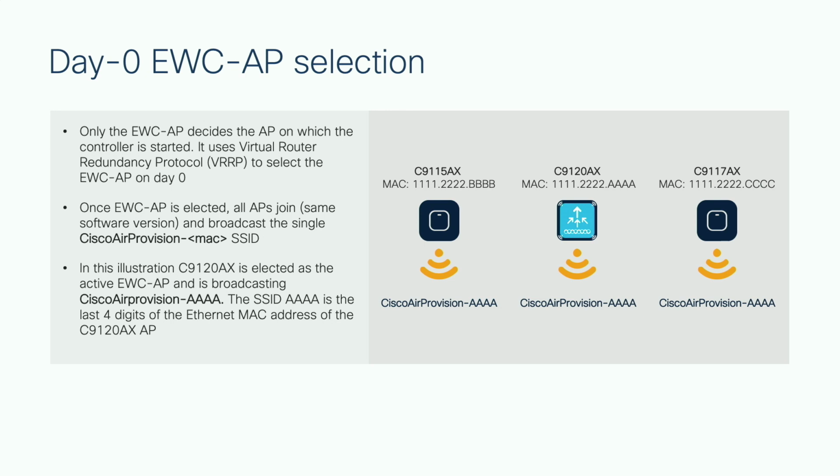Once we decide which is the active controller, all the APs will join that controller and start advertising one SSID called Cisco Air Provision. And if you see the last 4 digits of the MAC address, AAAA, that belongs to the MAC address of my active controller, which is the 9120. There are 3 access points in this example: 9120, 15, and 17. Based on the model number, 9120 has been picked as the active controller. It has MAC address ending in AAAA. All the access points start advertising this SSID with that MAC address, so I know which is the active controller.